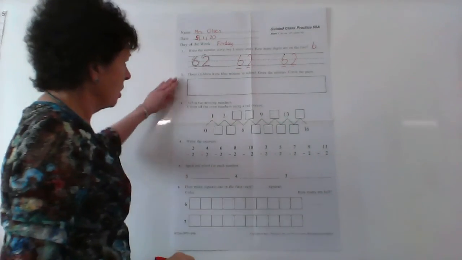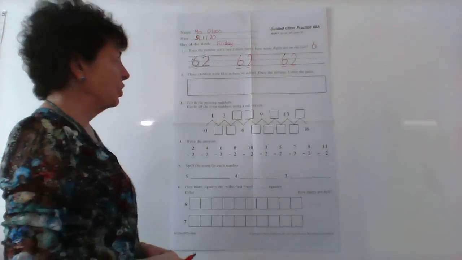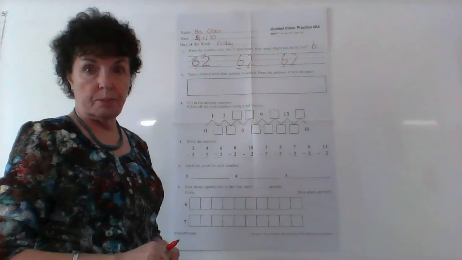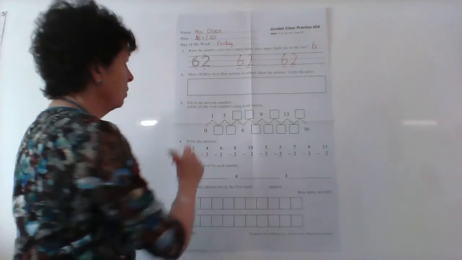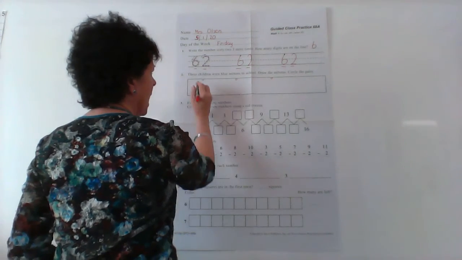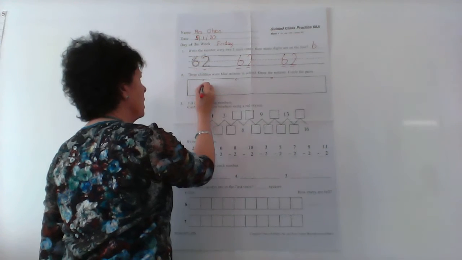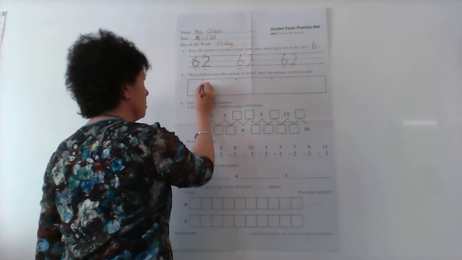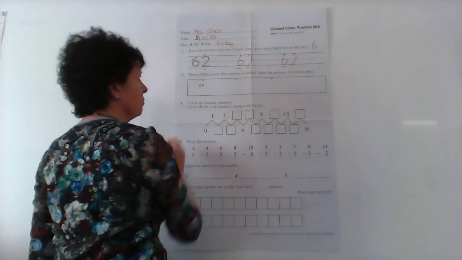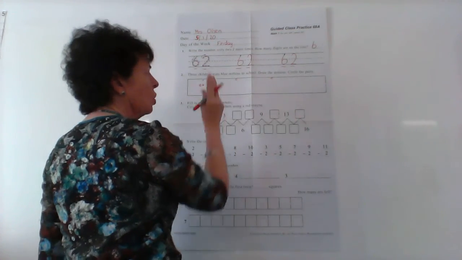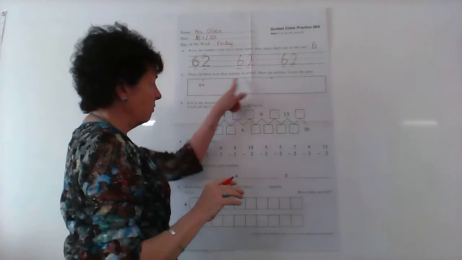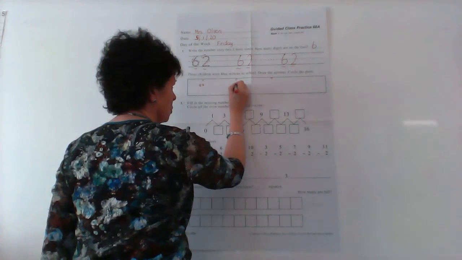Now, number 2 says 3 children wore blue mittens to school. So here's my kids. I'm just drawing little heads here. And this child, he wore blue mittens. Well, he needs 2 mittens. One for one hand and one for his other hand. This kid needs 2 mittens. You have to have one for each hand. 1, 2. So every kid has to have 2 mittens.